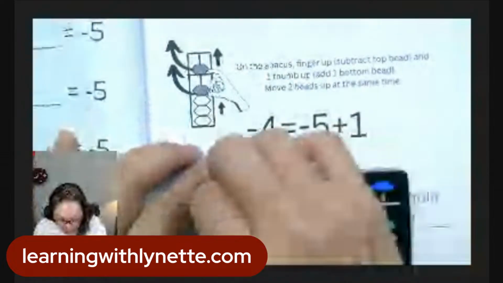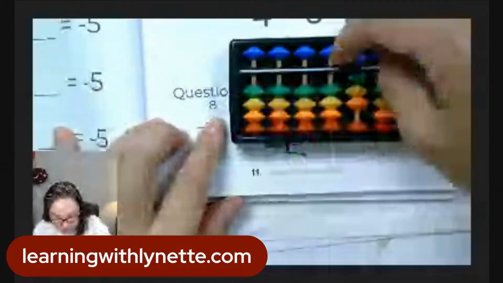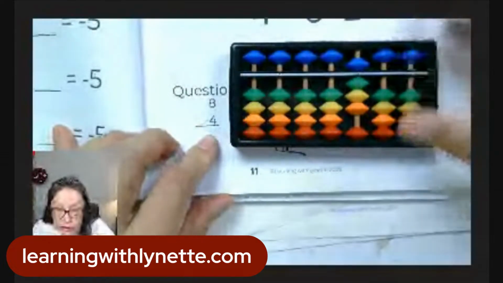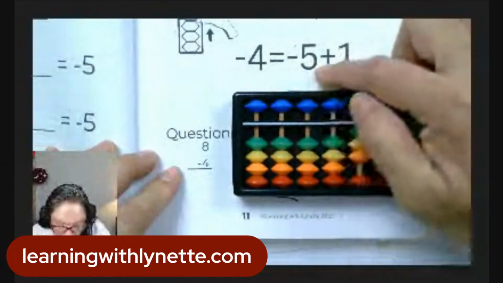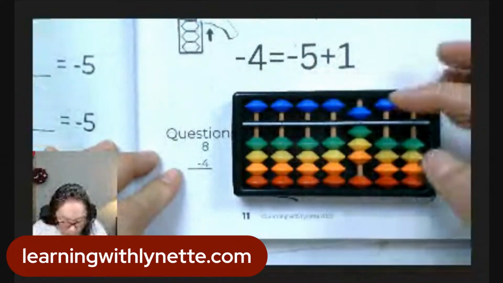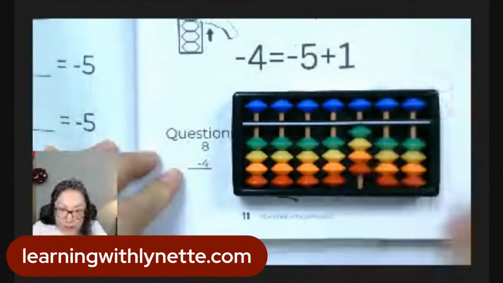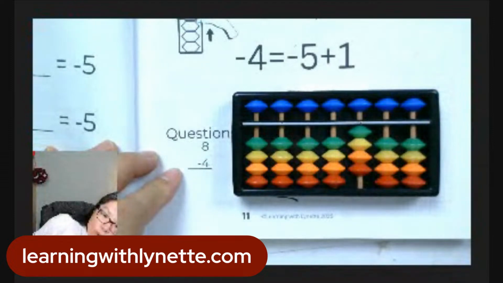Now, when we see my question, we have 8, and then we take away the 4. To take away the 4, we have my handy dandy number 5. We're going to minus the 5 and we're going to plus the 1. And my final answer is 4.